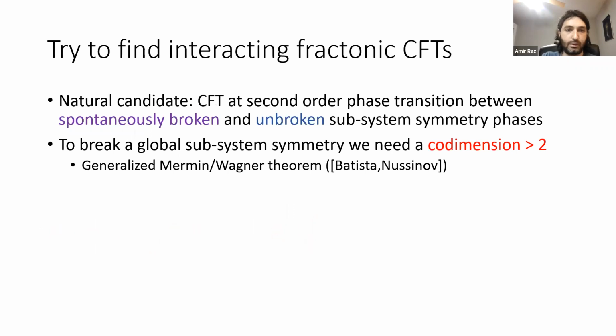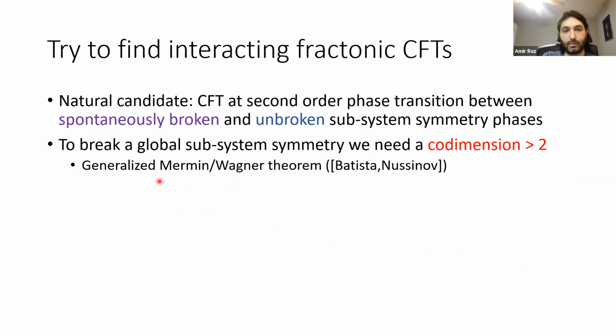And so how would you do this? Well, you would want to look at the global symmetry and look at some sort of phase transition between the spontaneously broken global symmetry and the unbroken symmetry. But to break a global subsystem symmetry, at least a continuous global subsystem symmetry, you would need a codimension bigger than 2. And this is due to the generalized Mermin-Wagner theorem.